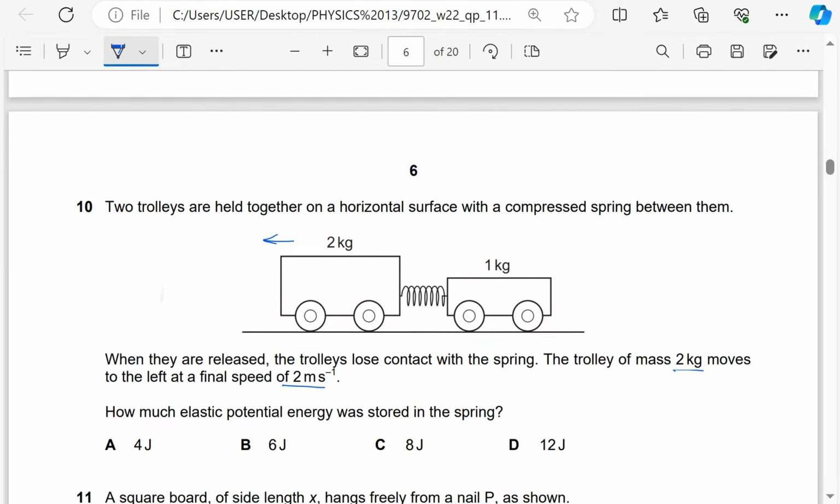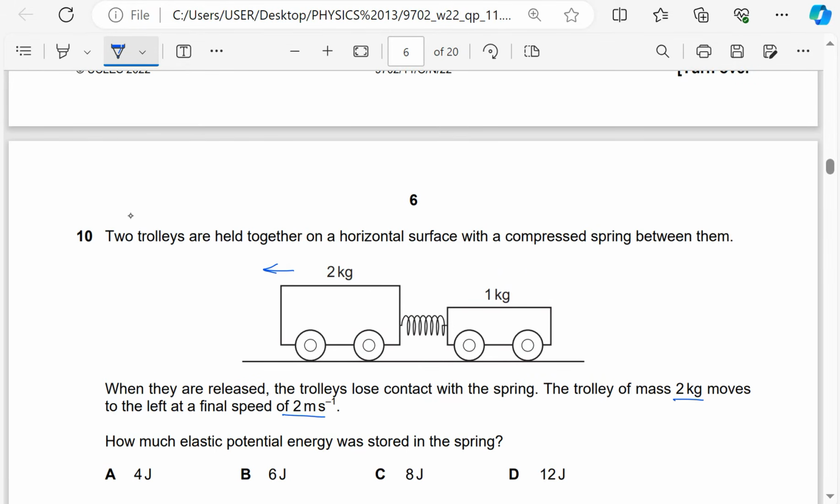So first of all, let's find the speed of the other trolley of mass 1 kilogram by conservation of momentum. Momentum is mass times velocity. Initially the total momentum is going to be 0. So I'll say 0 is equal to, this moves to the left hand side.